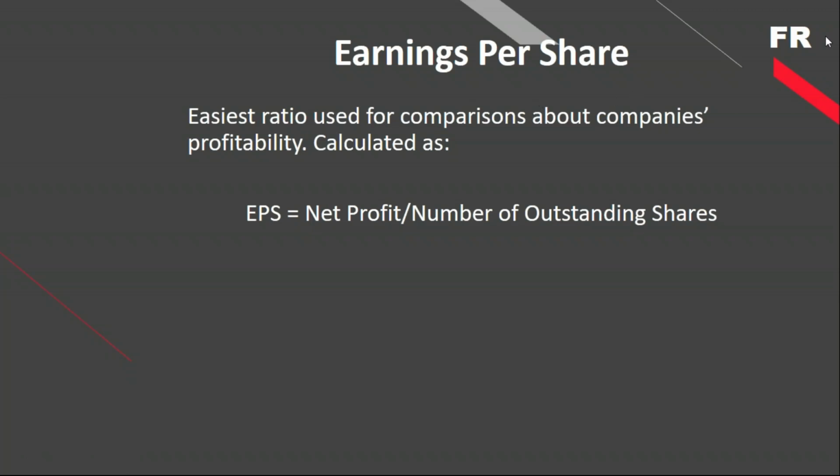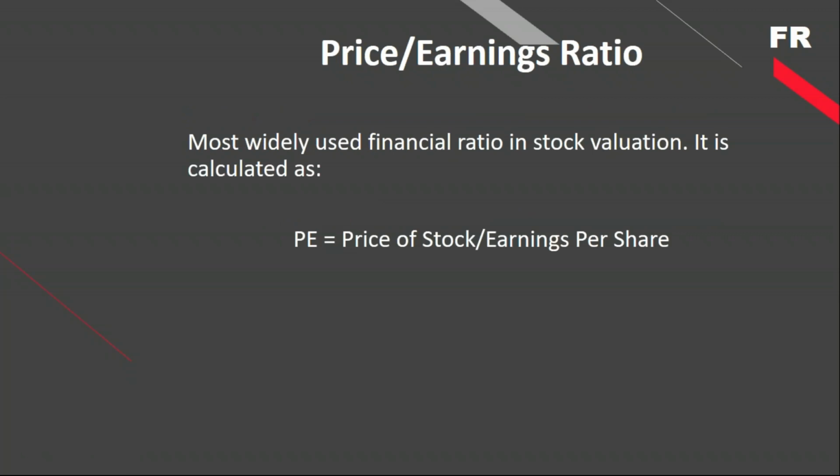Right, so earnings per share, the guys from Bloomberg and CNBC like to hammer on that. That's a very important number for companies. It's the easiest comparison for profitability. And then we have the price to earnings ratio, which is one of the most widely used valuation ratios in financial analysis.